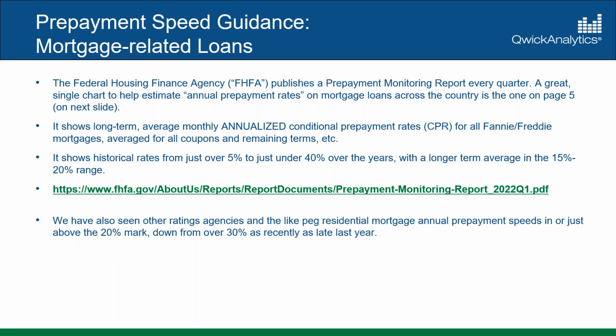So we looked around to try to find some good guidance on different loan types from a prepayment speed perspective. And the best we found for mortgage-related loans comes from the FHFA, which publishes a prepayment monitoring report every quarter. There's a great single chart within that document. I think it's on page 5 or so. It's on this link that we have here, and also on our resources tab on the interactive tool, which takes all the Fannie Freddie loans in the country, averages them out for all remaining terms and coupons, and shows what prepayment speeds have been over a long-term trend.